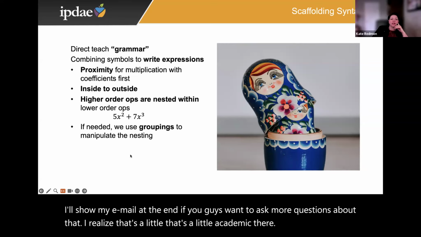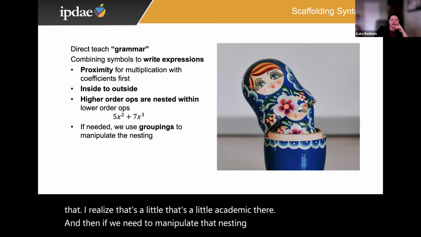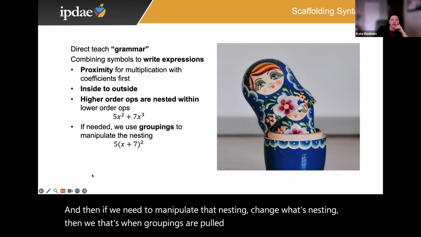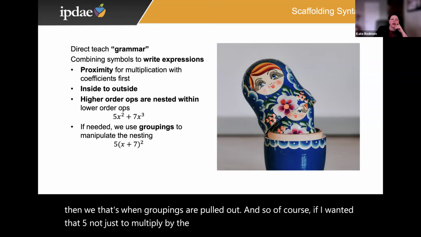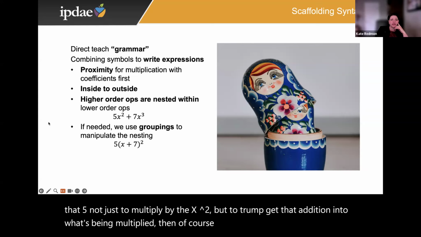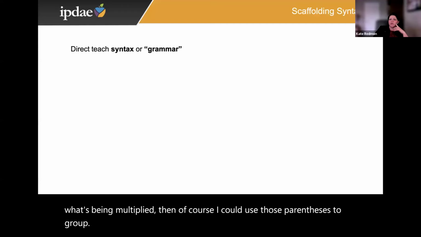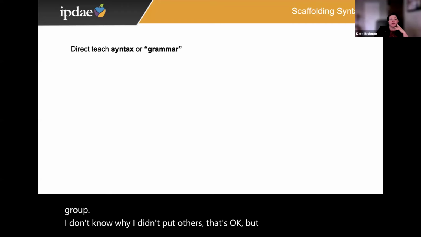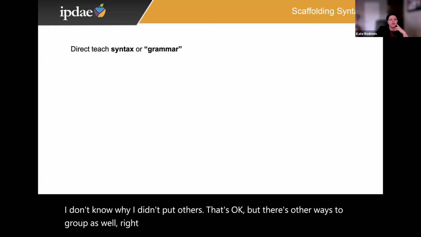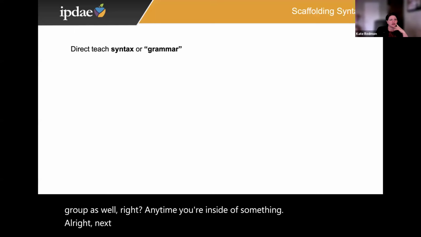And then if we need to manipulate that nesting, change what's nesting, that's when groupings are pulled out. So, of course, if I wanted that 5 not just to multiply by the x squared, but to get that addition into what's being multiplied, then of course I could use those parentheses to group. There are other ways to group as well, right? Anytime you're inside of something. All right. Next, direct teach syntax or grammar.